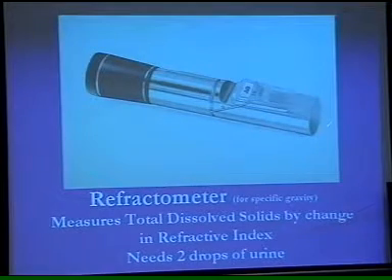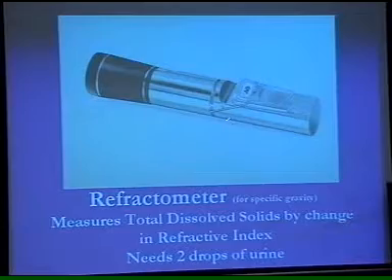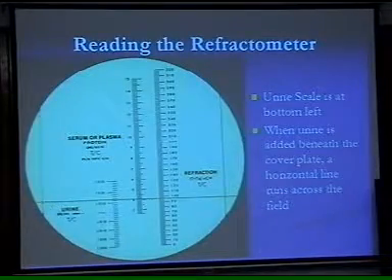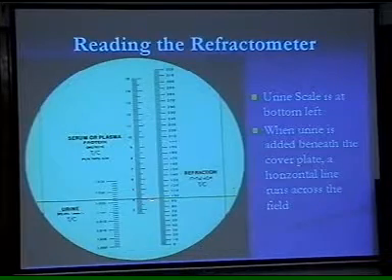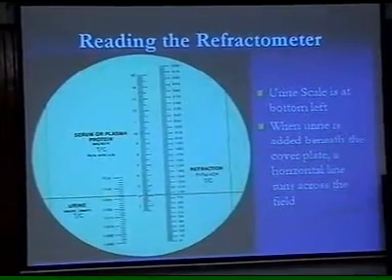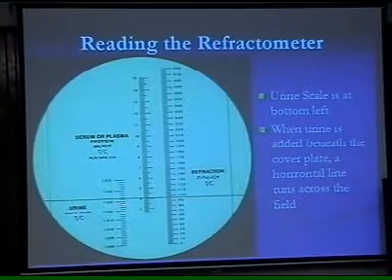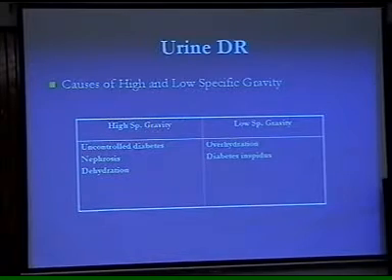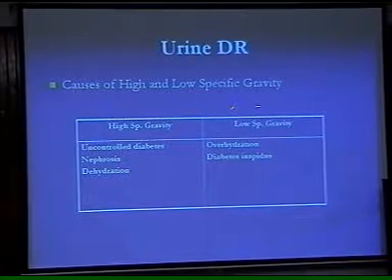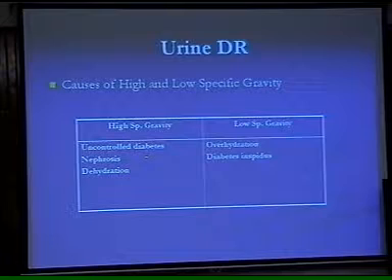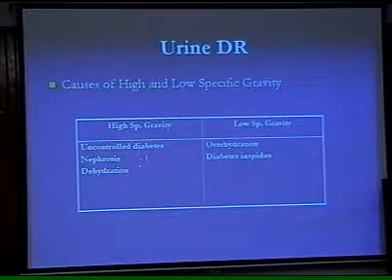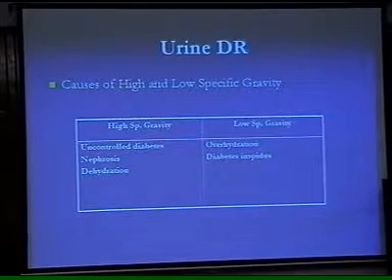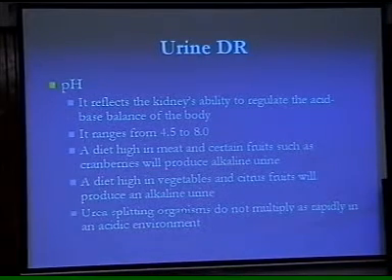This is a refractometer, which detects the specific gravity. Two or three drops of urine are put into it, and the bottom line gives you an idea of where the specific gravity is. This specific gravity is 1.027. The causes of high and low specific gravity: uncontrolled diabetes, which contains glucose and proteins, causes high specific gravity, and overhydration and diabetes insipidus cause low specific gravity.